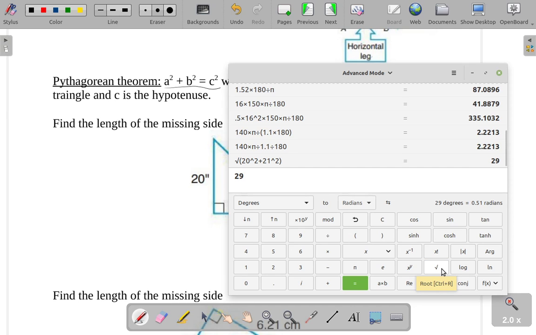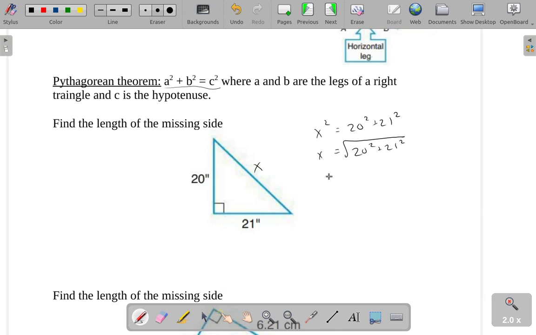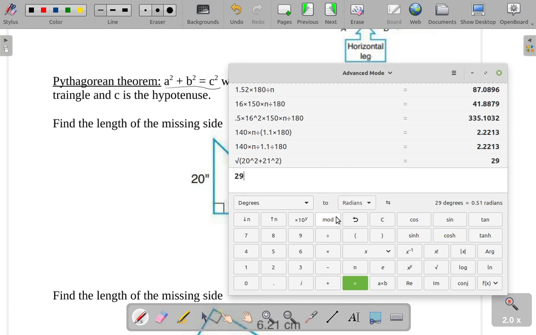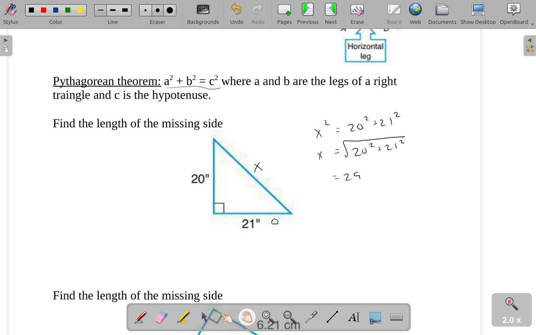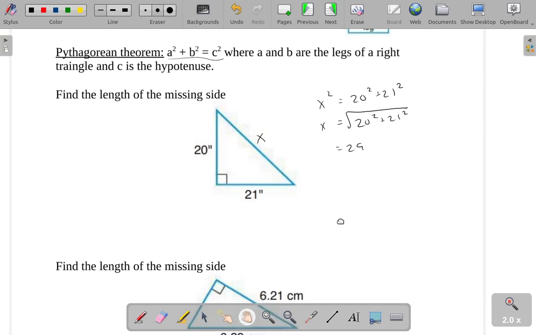And that gives me, it looks like 29. And that actually came out exact. Yeah, it did. Okay. So the hypotenuse of this right triangle is 29 inches.